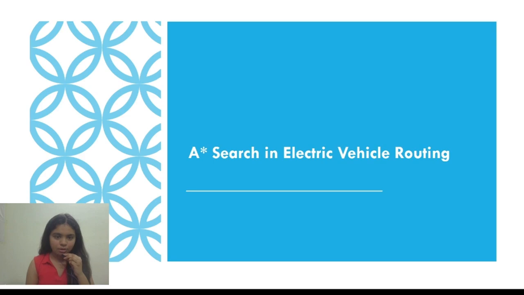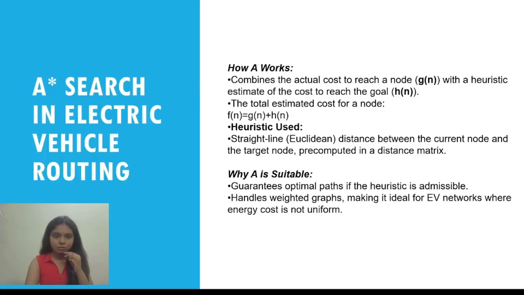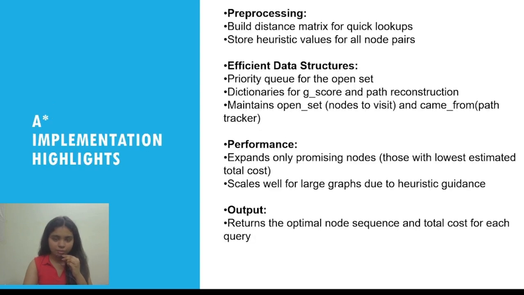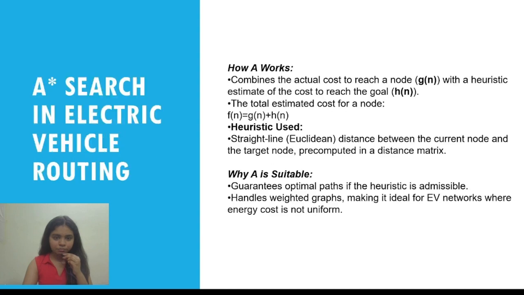Myself Aditi Thakur, and today I'm going to discuss A-star search in electric vehicle routing. So, how is A-star search going to work? Here I'm using a heuristic, which is Euclidean distance, and it is stored in a matrix. The estimated cost of a node is Gn plus Hn.